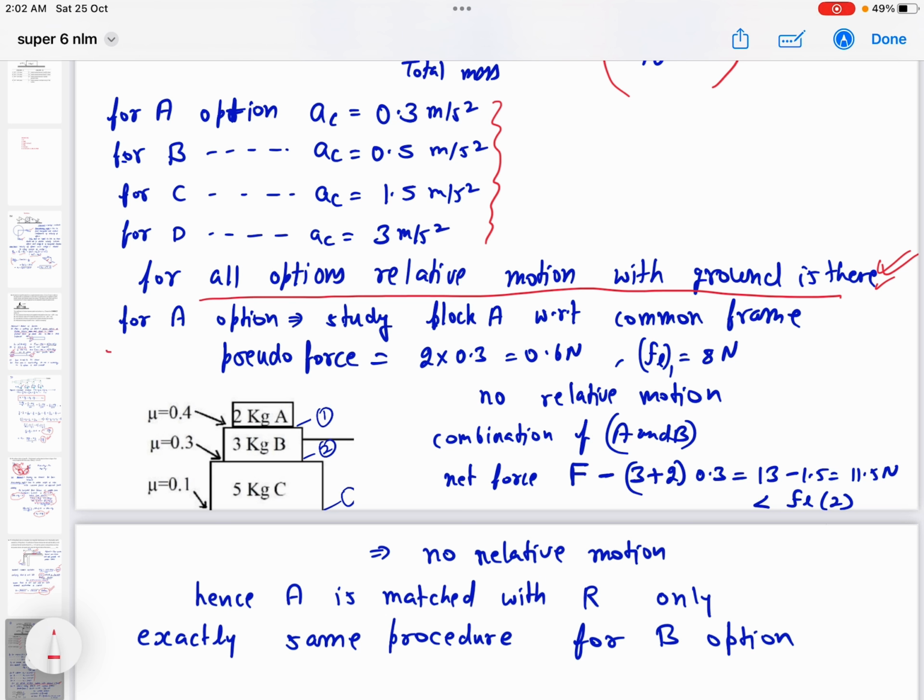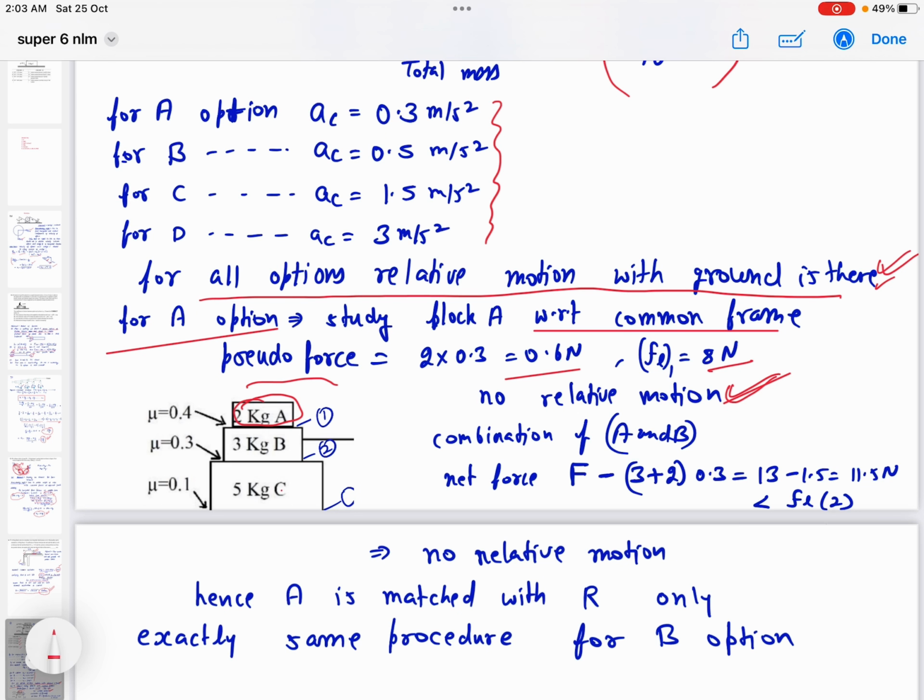Now, for option A separately, we are studying block A with respect to the common frame. The only force acting on the 2 kg block with respect to the common frame is a pseudo force, because actually there is no other force acting, right? So only the pseudo force is acting and friction has to balance or counter the pseudo force. Now the pseudo force is 0.6 Newton and the limiting value here is 8 Newton. So it means no relative motion, right?